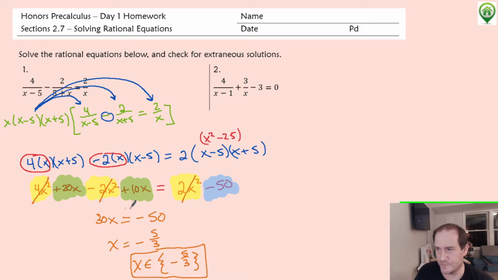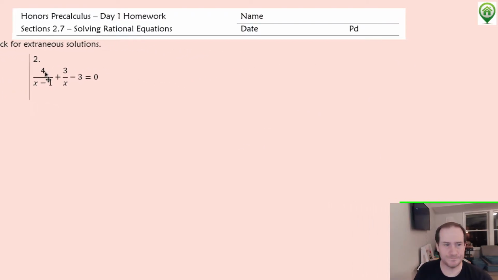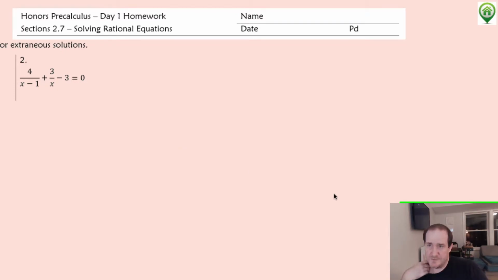And I need to make room. So clear everything. Start again. All right, so we're doing number 2 this time. Put that there. This one looks easier to me.